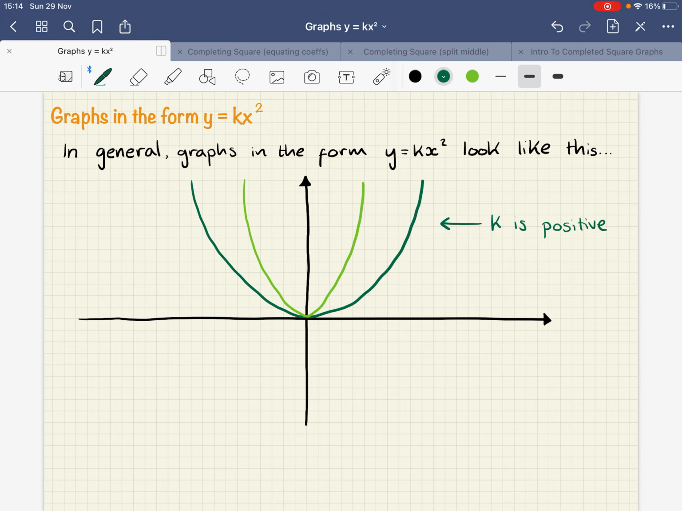And we can have the reverse down underneath, where we can end up with a graph that's going underneath the graph like so. And here k is negative. So that's generally what these graphs look like.